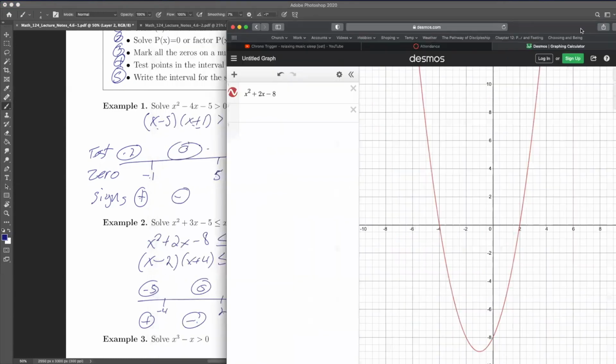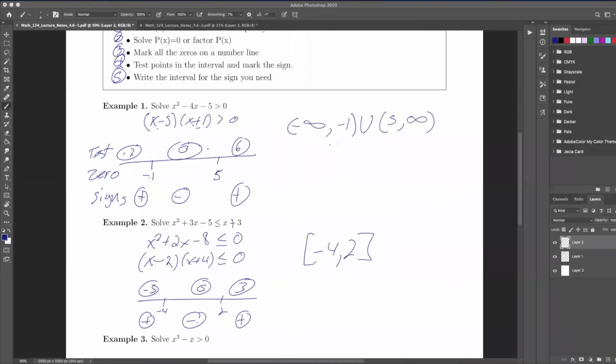And so in this case, I wanted the values where I want this to be greater than 0, AKA, I want this to be positive. So what x values is this positive? Well, it's the interval from minus infinity to 1, and from 5 to infinity. And so I wrote that out.